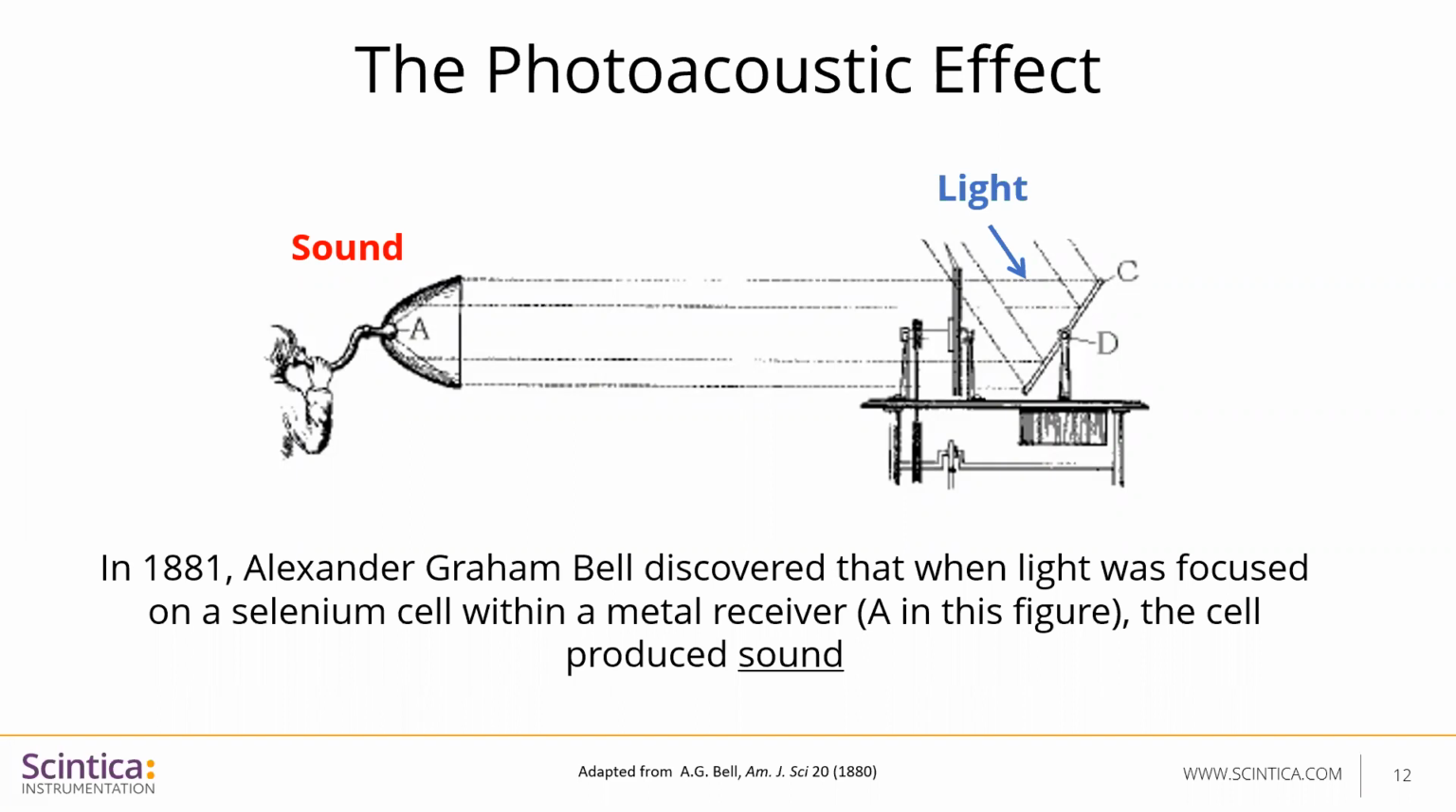They found that when light was focused on a selenium cell within a metal receiver, the cell produced sound. So Bell's photophone consisted of a selenium cell and an electrical telephone receiver. When light fell on these selenium cells, sound waves were generated, which could be heard by a person on the other end. So light in and sound out was the concept of the photoacoustic effect.